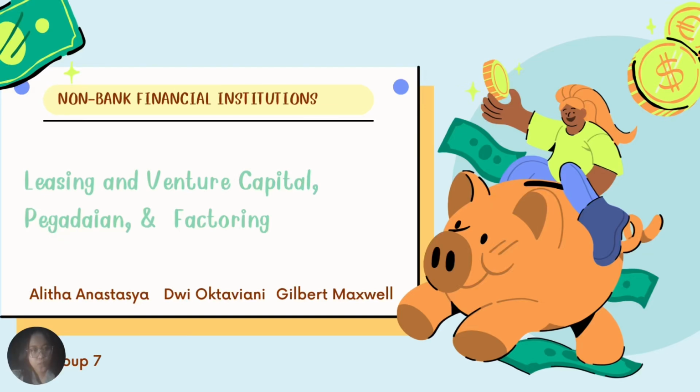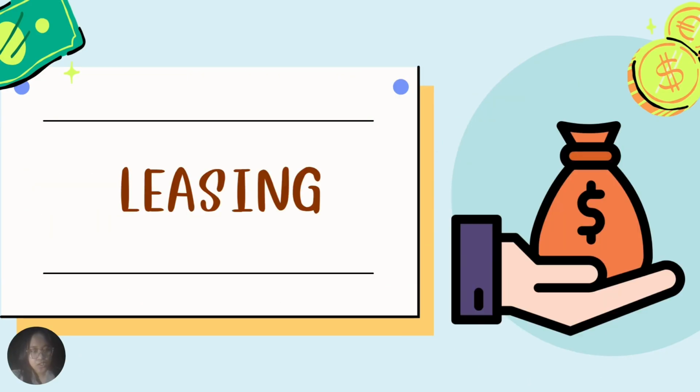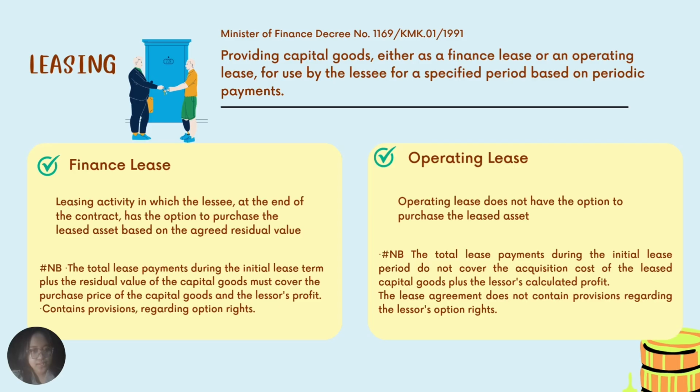We would like to present our material about non-bank financial institutions, which consist of leasing, venture capital, Pegadaian, and also factoring. Before that, let us introduce ourselves, starting from my friend Alita Anastasia, me, Dwi Octaviani, and my friend Gilbert Maxwell. Next, the first material will be explained by me, which is about leasing.